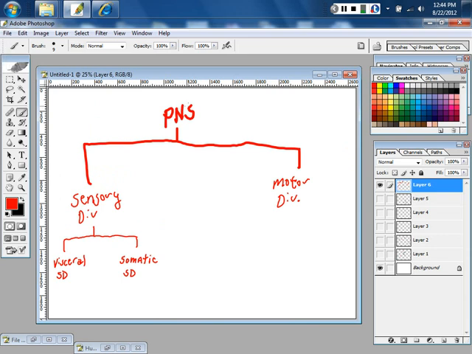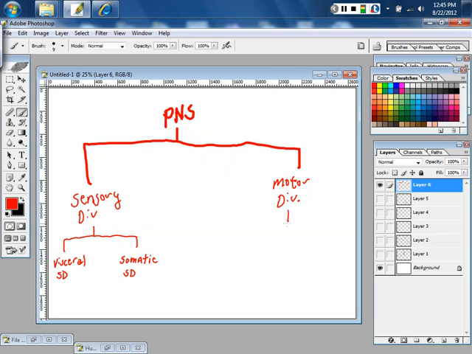So our peripheral nervous system has 2 components, a sensory division and a motor division. The sensory division can be divided into the visceral sensory division, which senses information coming from the organs, and the somatic sensory division, which senses information that's coming from everywhere else in the body, like our muscles, our tendons, our skin. Make sense so far? Excellent. Now, let's talk about the next division, the motor division.